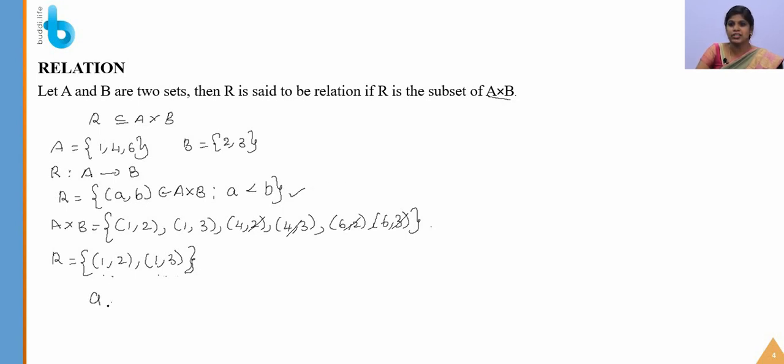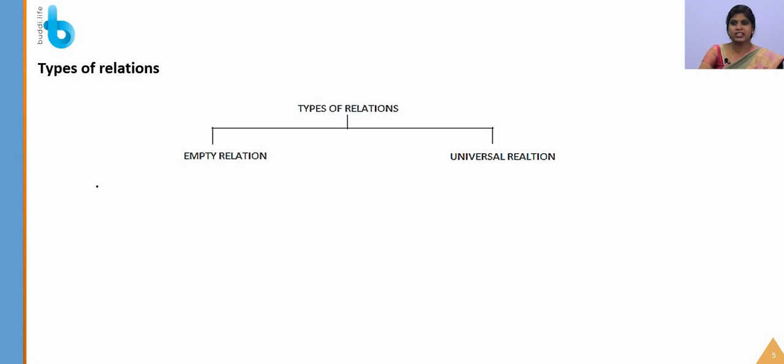If the ordered pair (A, B) belongs to the relation R, then we can write A is related to B. In this notation also we can write A is related to B. Okay. So that's all the definition for the relation. Now we'll move on to the types of relations. Next we'll see types of relations.